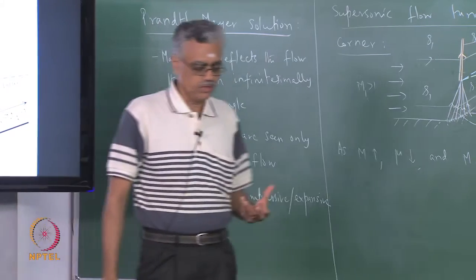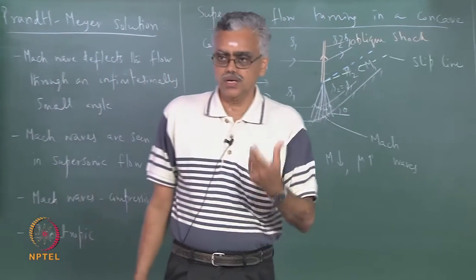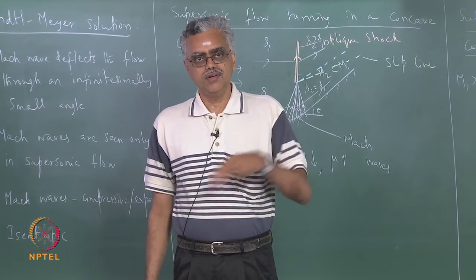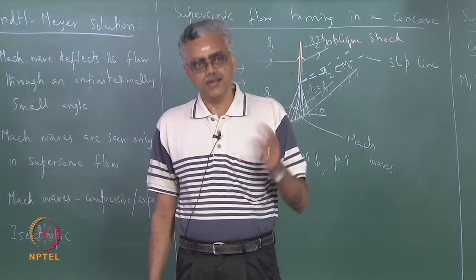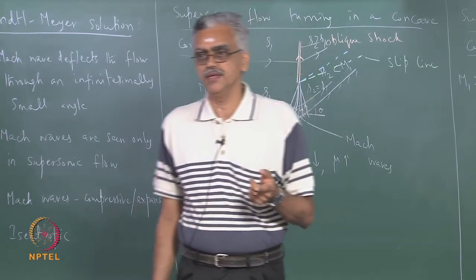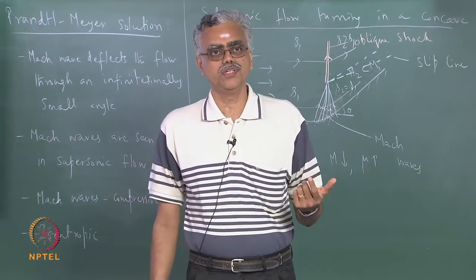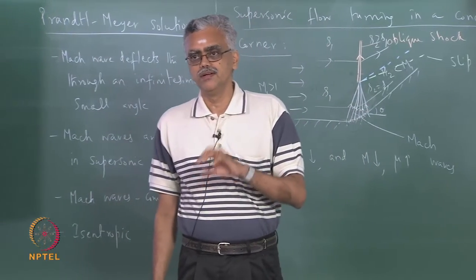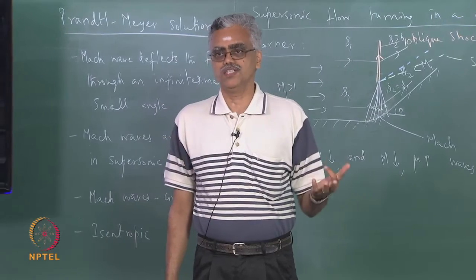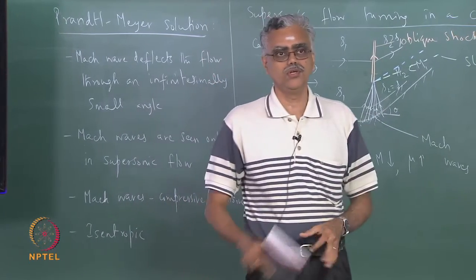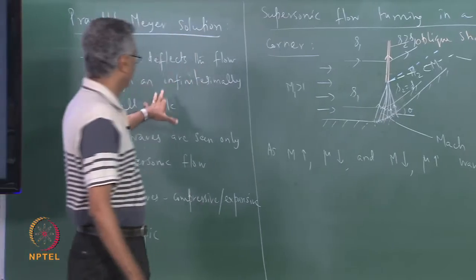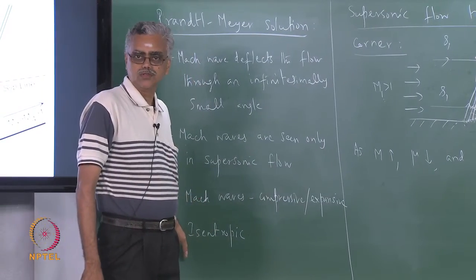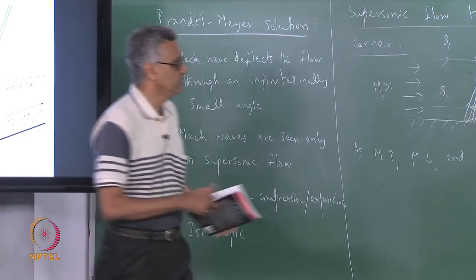Remember, for the oblique shock, we said that there were three parameters: Mach number, flow deflection angle and wave angle. But the advantage here is that we already know the relationship between the wave angle and the Mach number, because mu is nothing but sin inverse 1 over M. So we need to relate only the Mach number and the flow deflection angle, right. That is what the Prandtl Meyer solution does, with the additional condition that the process should be isentropic.